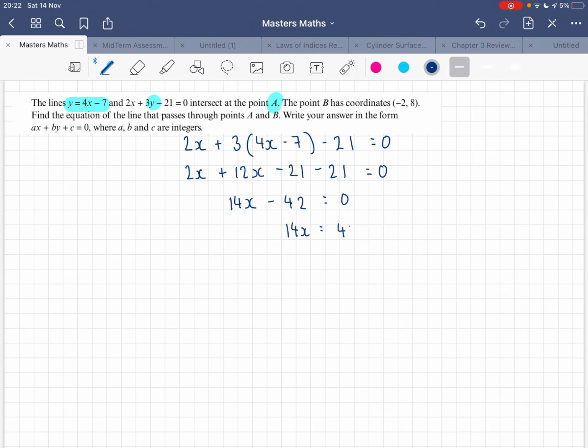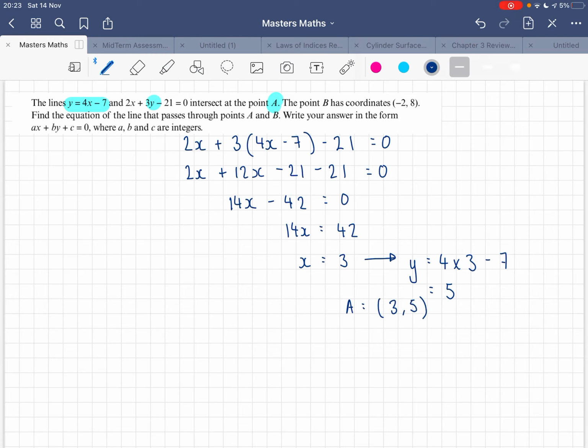14x is equal to 42. X is 3. 42 divided by 14 is 3. Just check. 14, 28. Yeah, 42. Doubted myself there a little bit. Okay, so x is 3. I need to work out what the y coordinate is, so I'm going to put that into this first equation because it's the easiest to use. So if x is 3, y is equal to 4 times 3 minus 7, so that's 12 minus 7, which is 5. So y is 5. So point A is 3, 5.